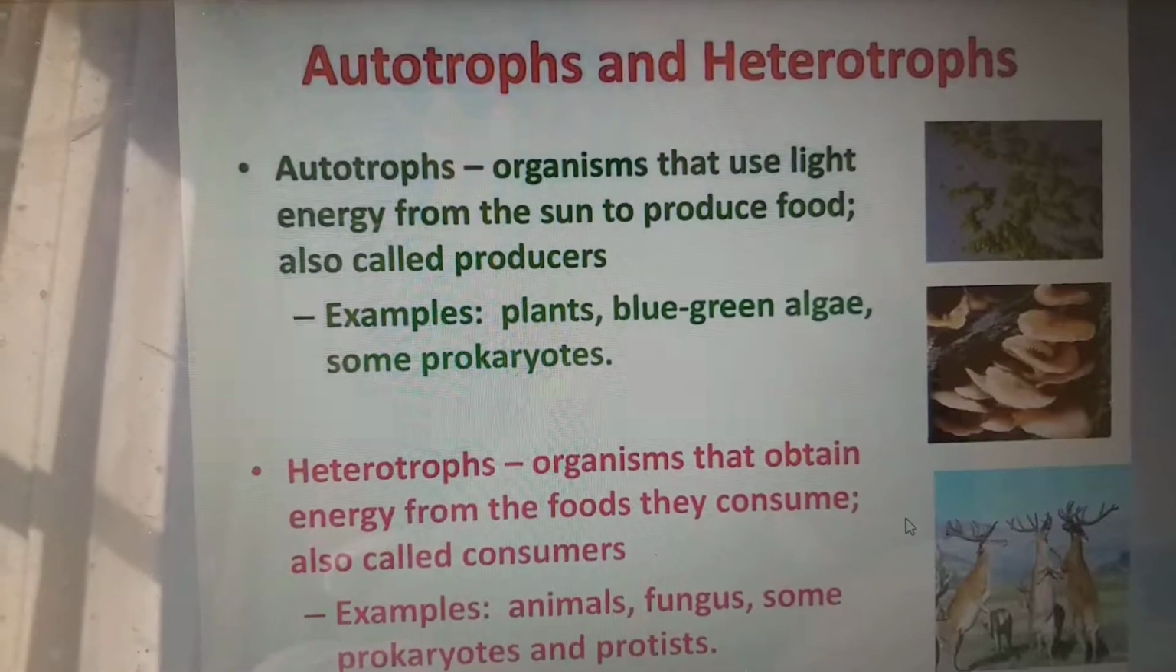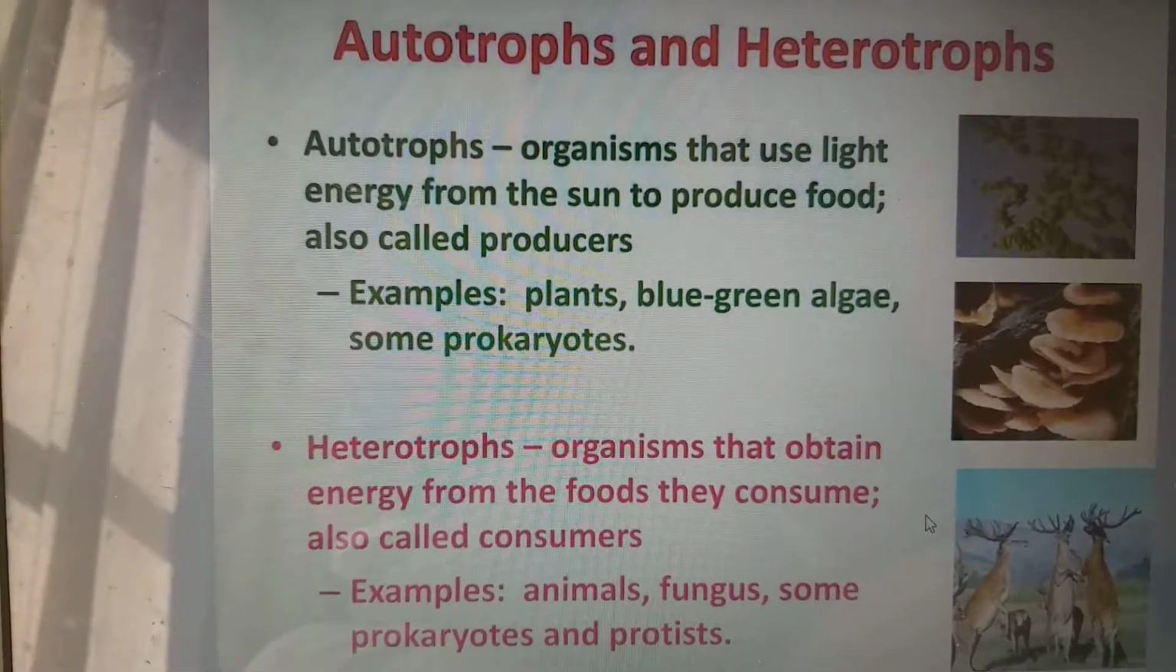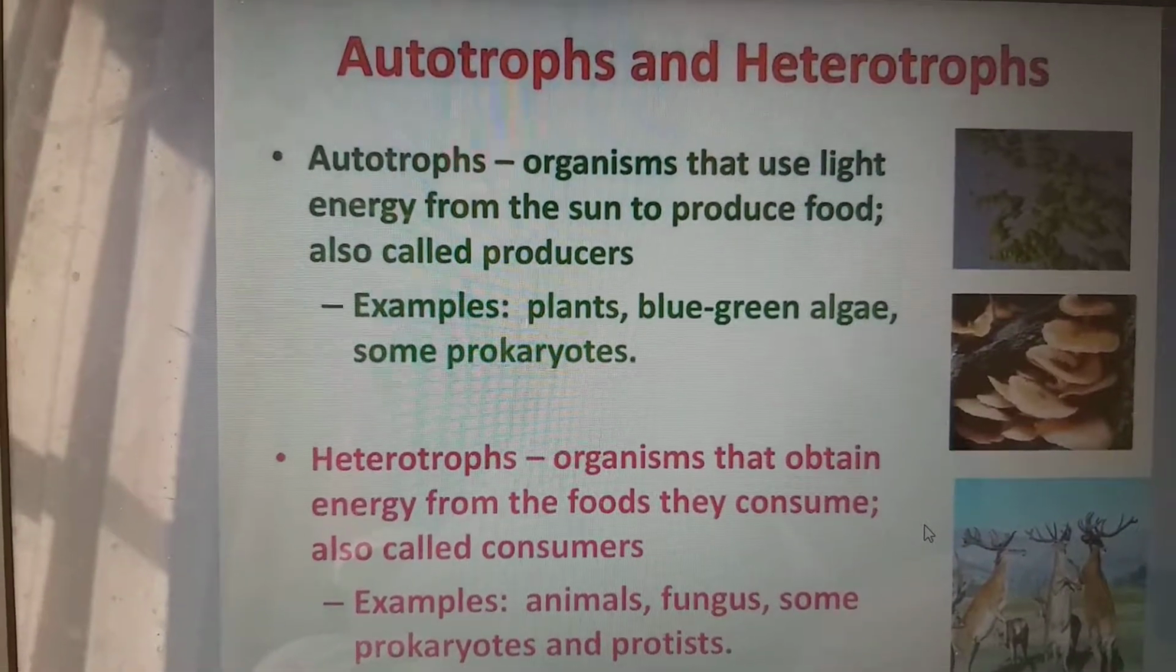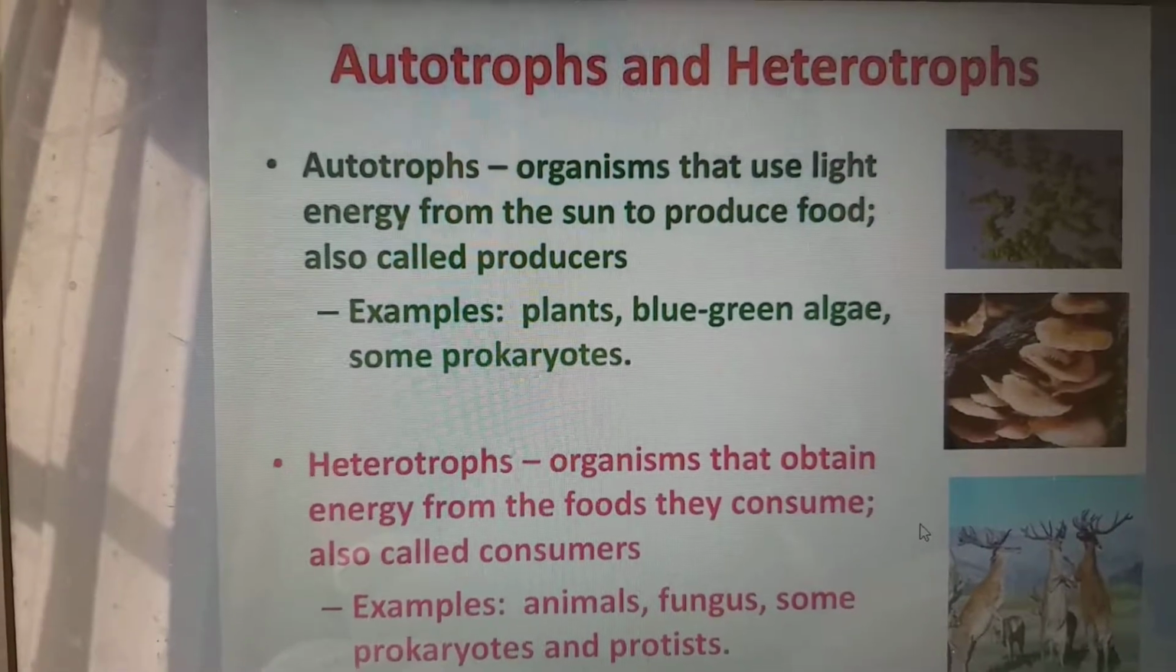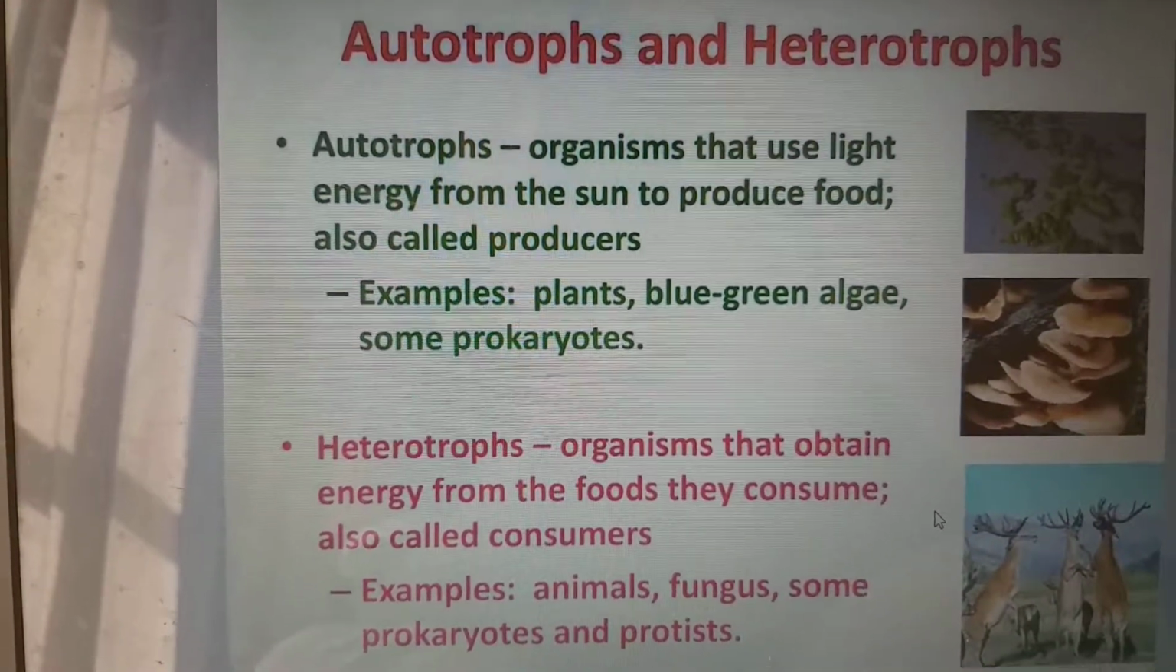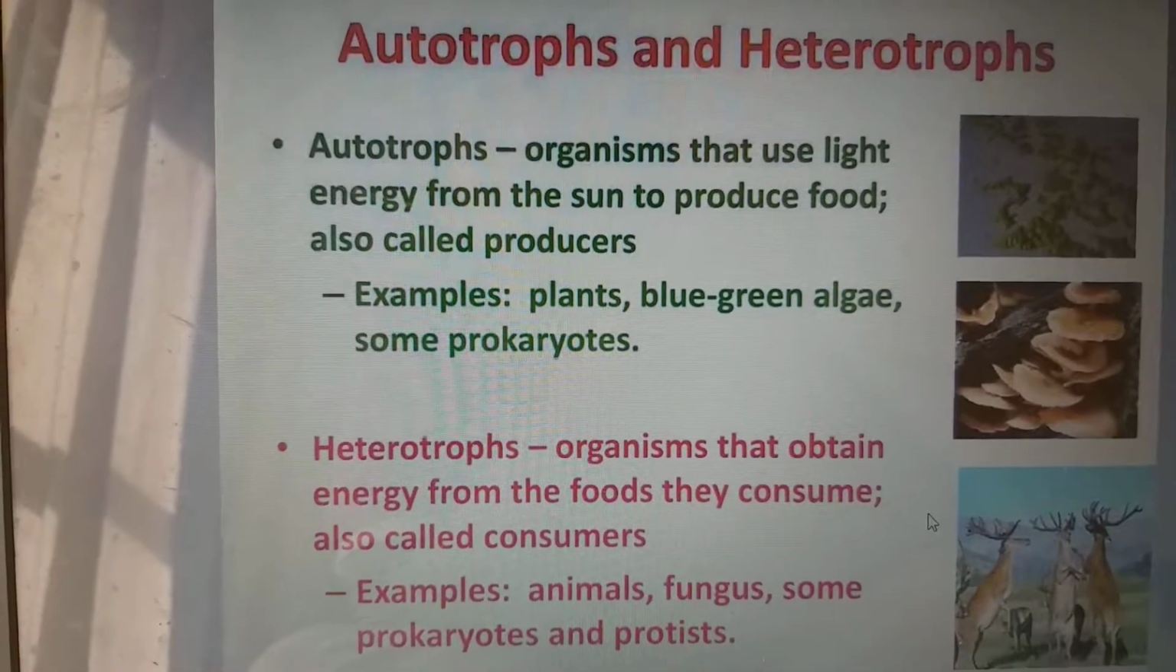Coming to the autotrophs, these are organisms that use the light energy from the sun to produce food, which we also call producers. For example, plants, blue-green algae and some prokaryotes.